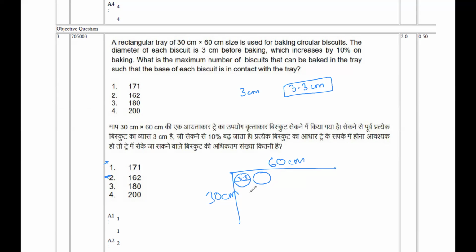Now the question is, what is the maximum number of biscuits that can be baked in the tray such that the base of each biscuit is in contact with the tray? So I've drawn it such that the base is in contact with the tray. Now remember, in this question, if you simply multiply 60 and 30 and divide it by the area of one such circle with a diameter of 3.3, then you are including this red color region also.